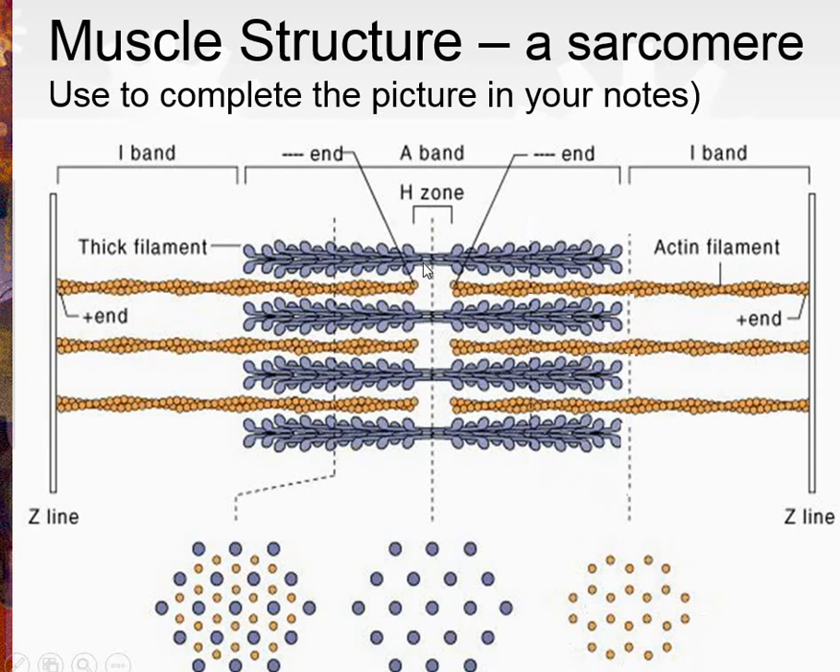And this H zone in the middle is where it's just myosin on its own without the golf club with it. These cutaways come up very often in PPQs. Explain what's happening here. Well, you've got actin and myosin, so this must be in the A band. Yeah, this is just myosin, this must be just H zone. This is just actin, this is part of the I band.